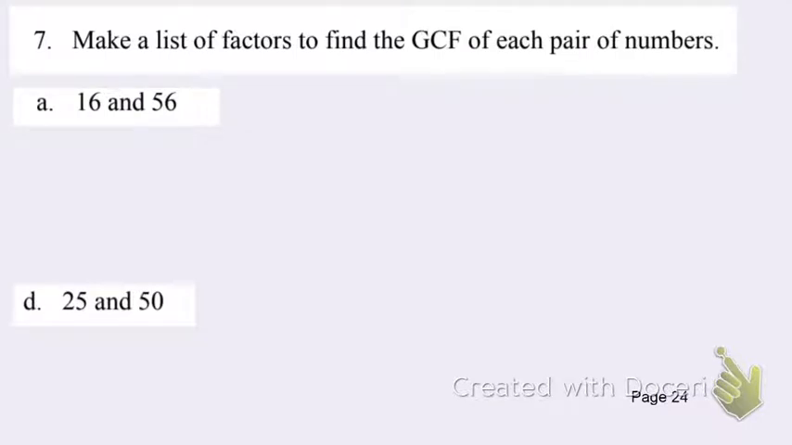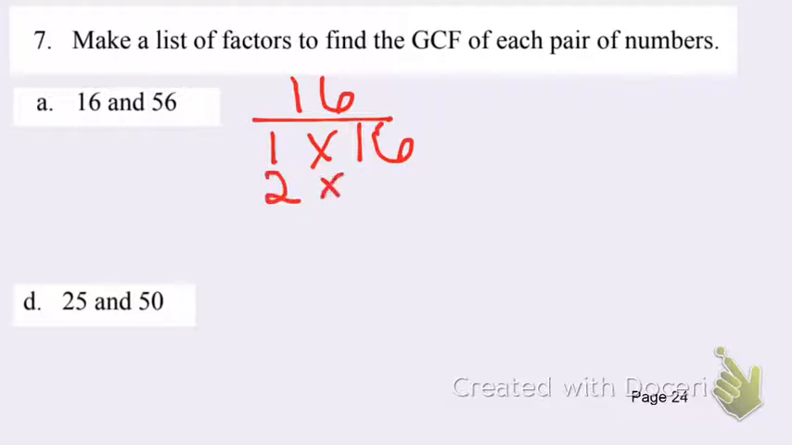All right, let's read the directions. 7 says make a list of factors to find the GCF of each pair of numbers. So we're going to go ahead and make a list of 16 and 56. I'm going to start with 16 over here. I know that 1 multiplied by 16 gives me 16. 2 multiplied by 8 gives me 16.